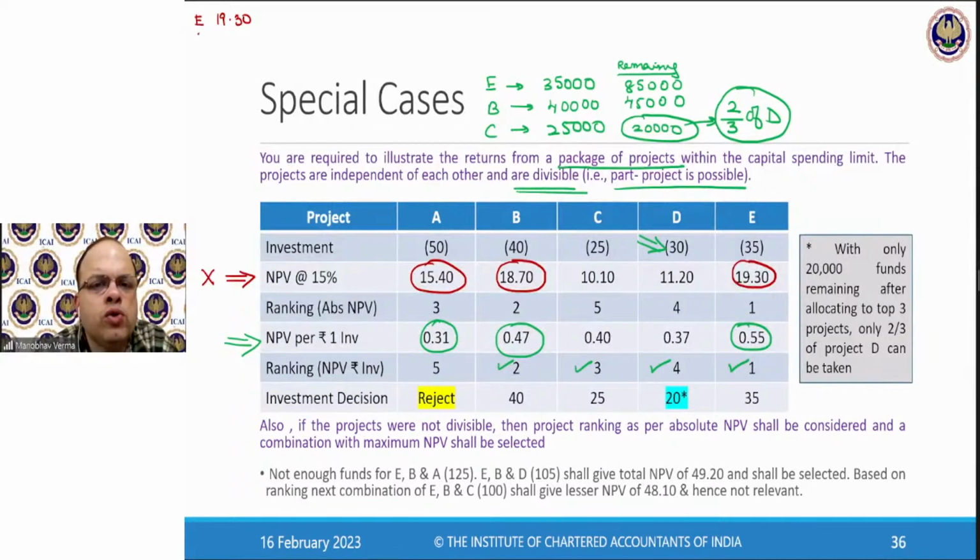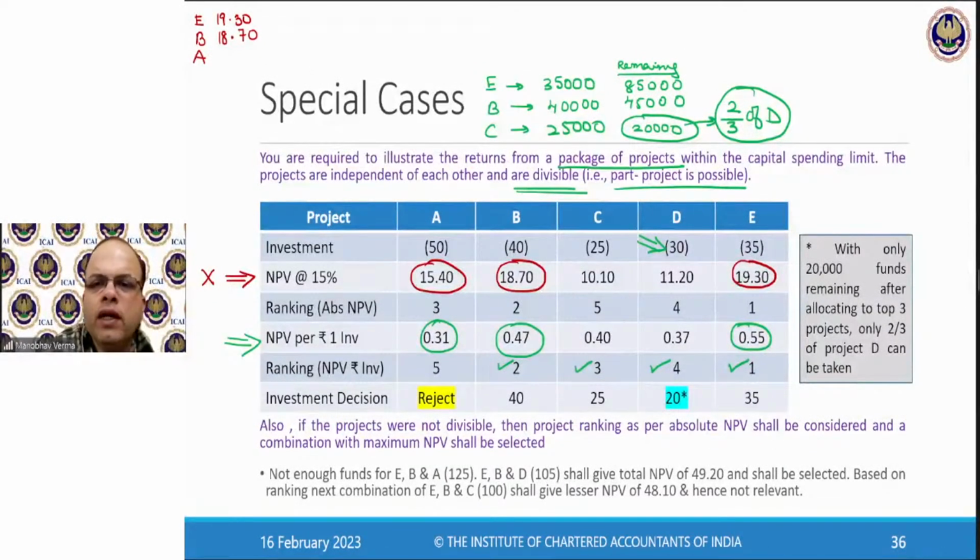We select also option number B, our NPV is 18.7. And if we go for E, A also, we will get 15.4. But the question is, can we actually go for E, B, and A? That is the question.